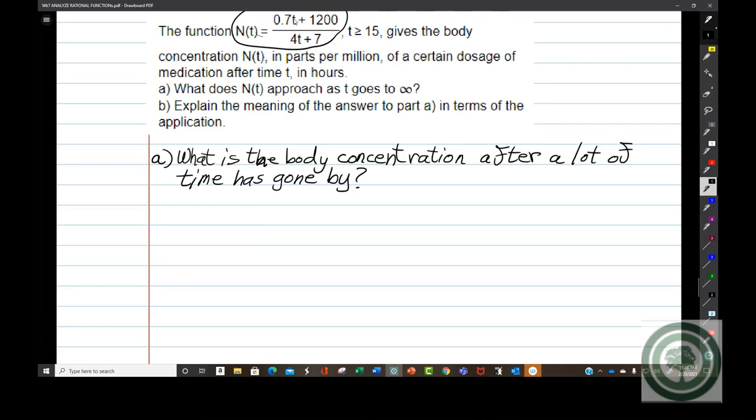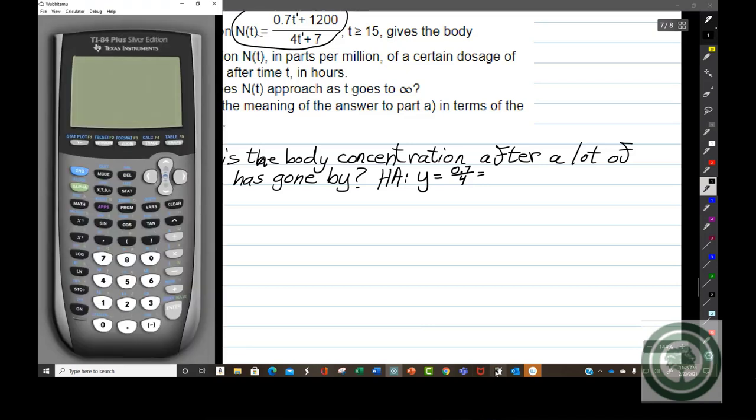So we analyze this. There's a T there and a T there. It's T to the one and T to the one. The degrees of the numerator and the denominator are the same. Therefore, the horizontal asymptote is going to be Y equals 0.7 over 4, the ratio of the leading coefficients in the numerator and in the denominator. And here they want an answer as a decimal. So we're going to do that. 0.7 divided by 4. 0.175.